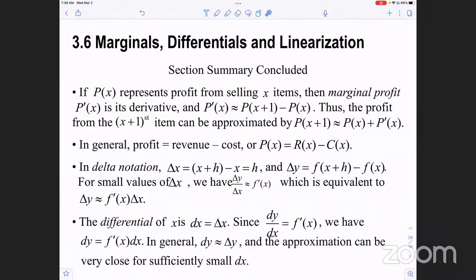The differential of x, dx, is equal to delta x. Since dy by dx is f prime, then we can say that dy is f prime times dx. In general, dy is approximately delta y, and the approximation can be very close for sufficiently small changes in dx.